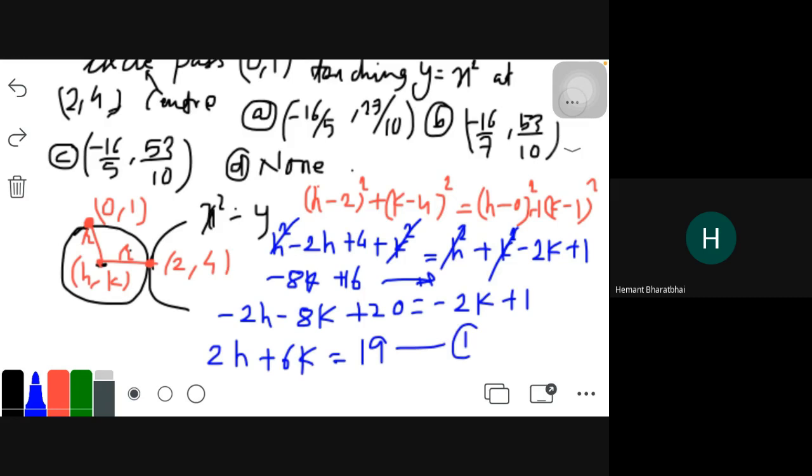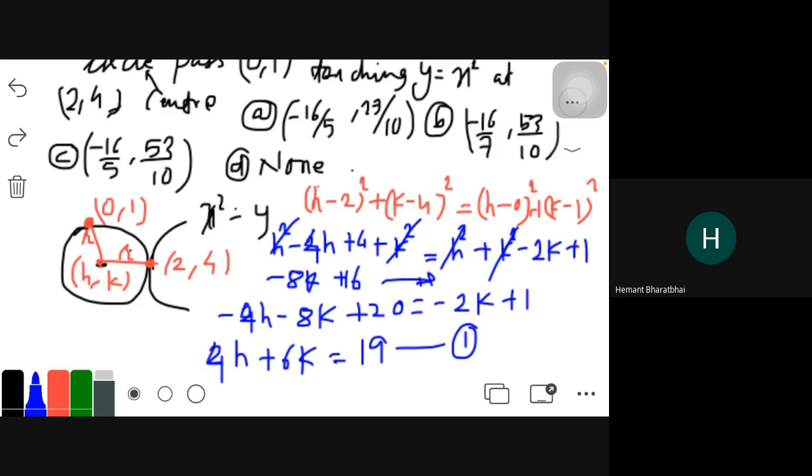Okay. 2h plus 6. Oh, I have made a mistake, right? h minus 2 the whole square. So this will be 4h. So 4h plus 6k is equal to 19.